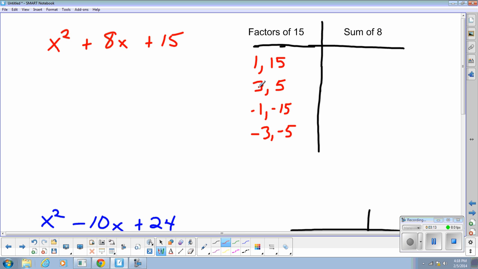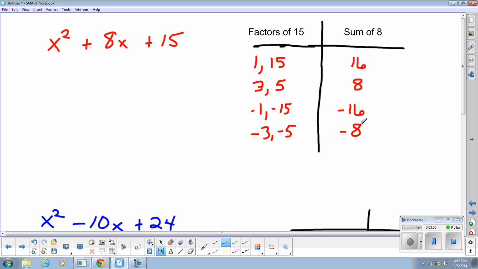My guess is already you figured out which pair it is. 1 plus 15, when I add that together, is 16. 3 plus 5, that's 8. So this is the pair that I'm going to work with. But let me show you the rest of this. Negative 1 plus negative 15 is negative 16. Negative 3 plus negative 5, that's negative 8.